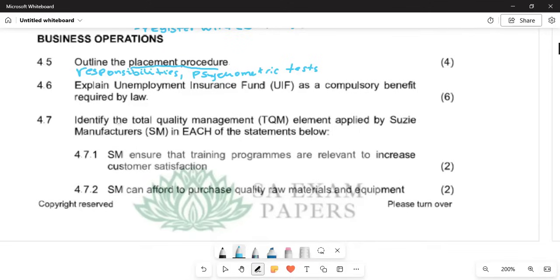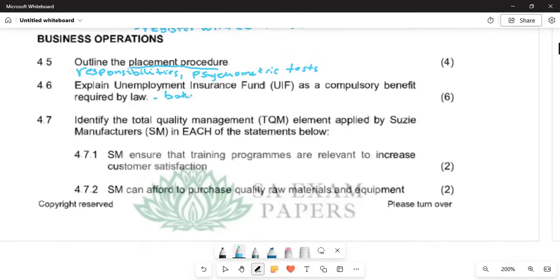So now we are moving on to 4.6. Explain the Unemployment Insurance Fund as a compulsory benefit required by law. So we're talking about UIF. Employers must pay unemployment insurance contributions of 2% of the value of the worker's salary per month. The employer and worker each contribute. So both must contribute to the Unemployment Insurance Fund.